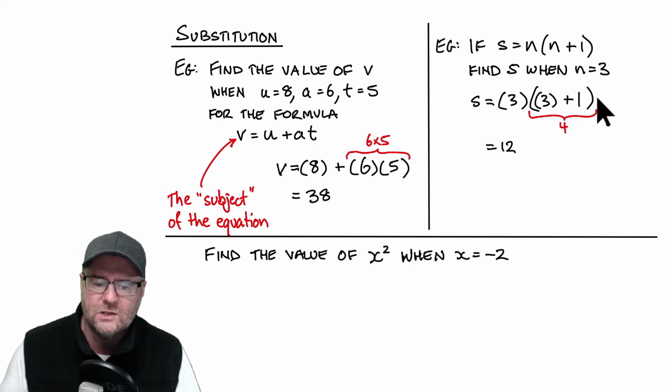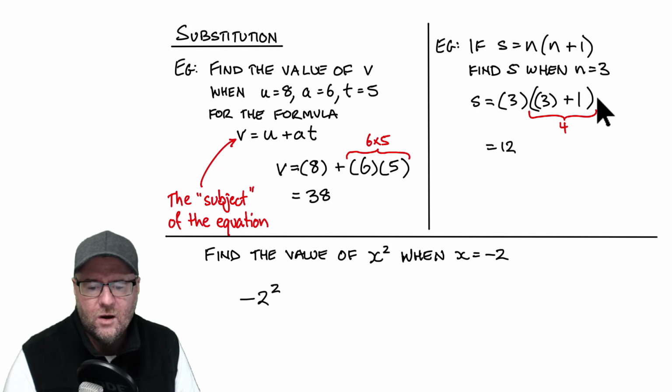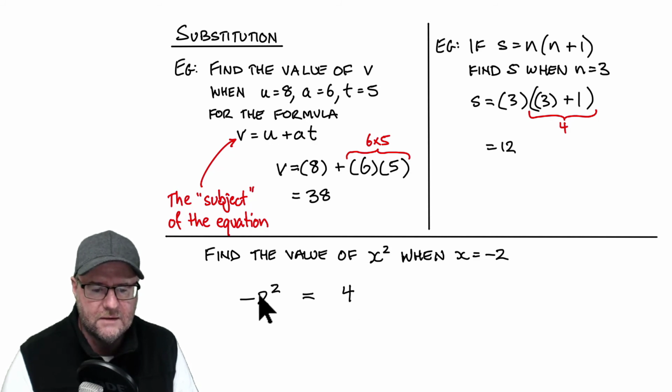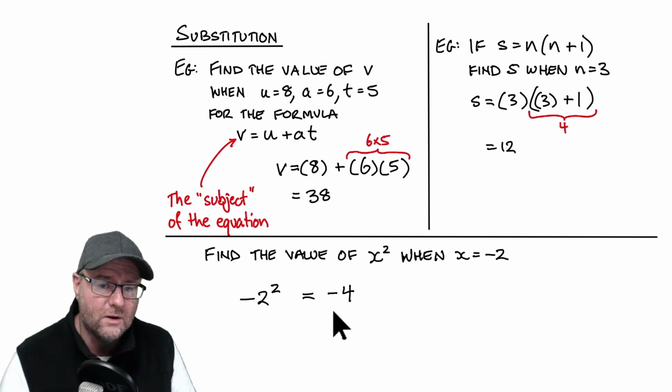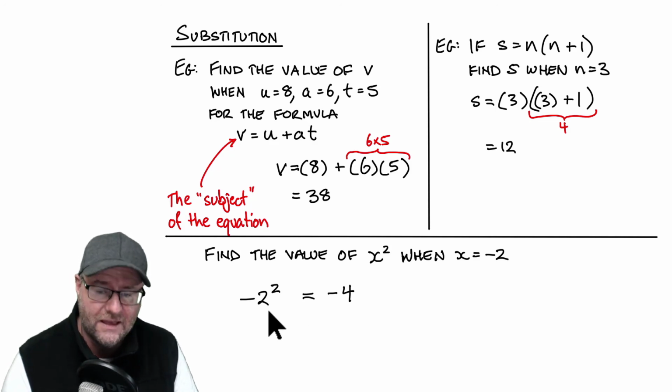Let's have a look. Find the value of x squared when x equals negative 2. Now, many people would just go without the brackets. They'd go, all right, well, where the x was, I'm going to put negative 2. So I've got negative 2 squared. Now, 2 squared is 4, and it's a negative out the front, so my answer is negative 4.